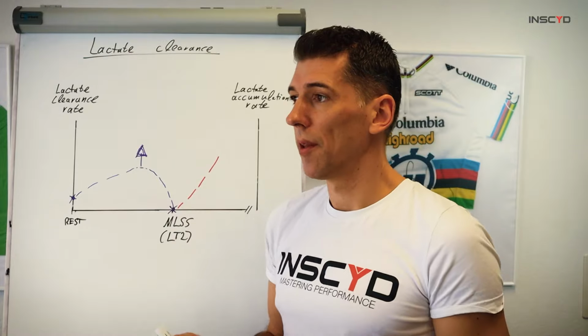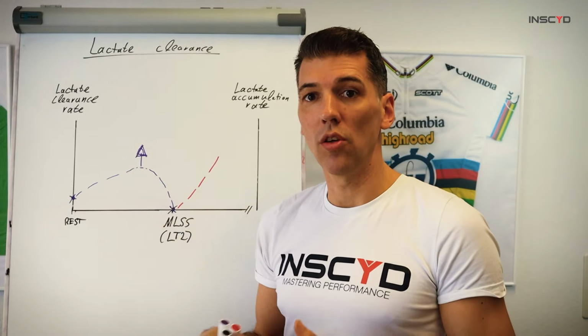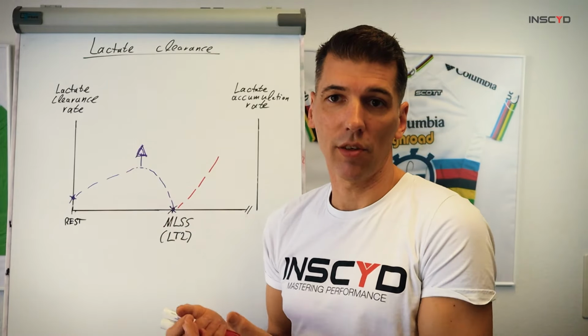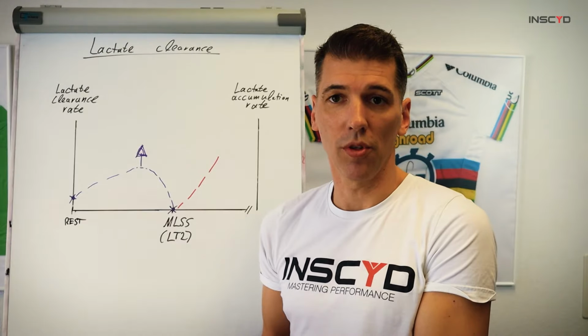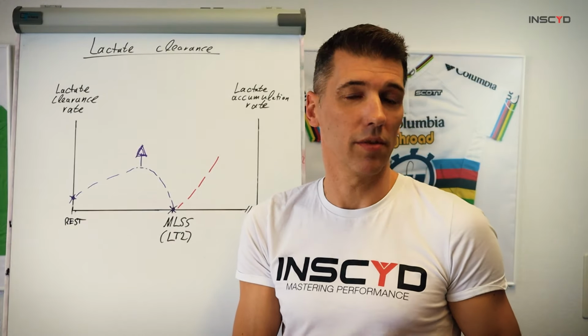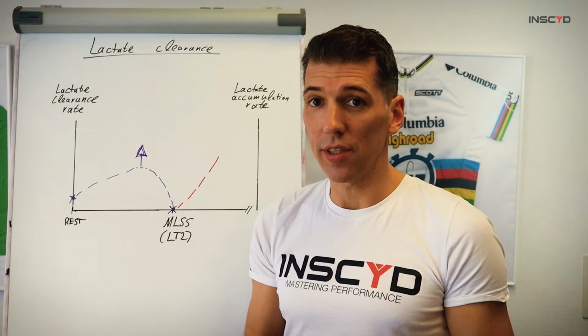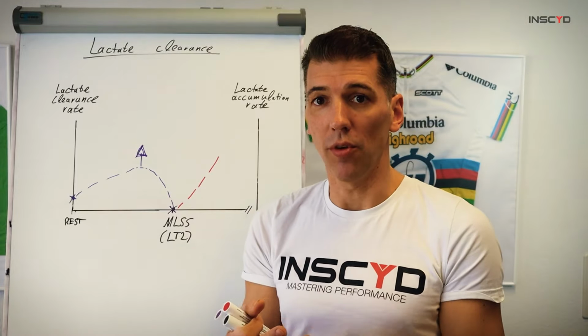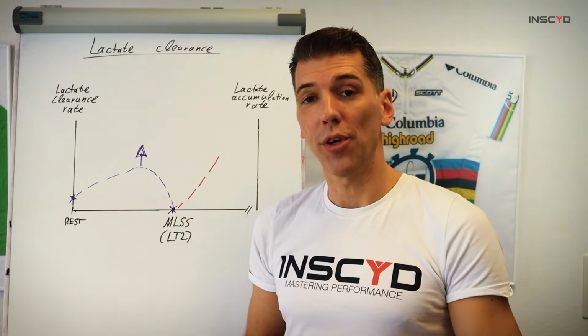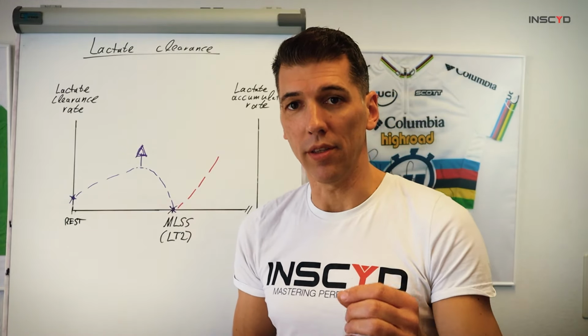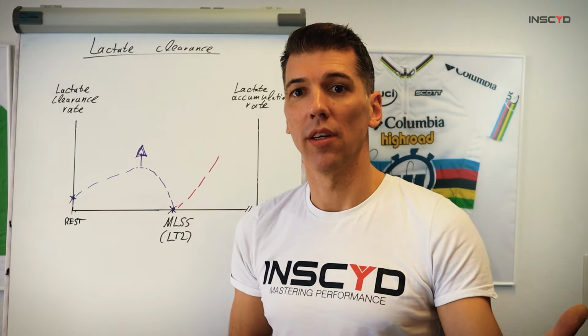Now imagine your ability to clear lactate is not that well developed, and you're not clearing at a rate of 1.0 millimoles per minute, but you're only clearing at 0.5. Then obviously going down 7 millimoles from 8.5 to 1.5 will not take you 7 minutes, but 40 minutes, double the time, obviously.